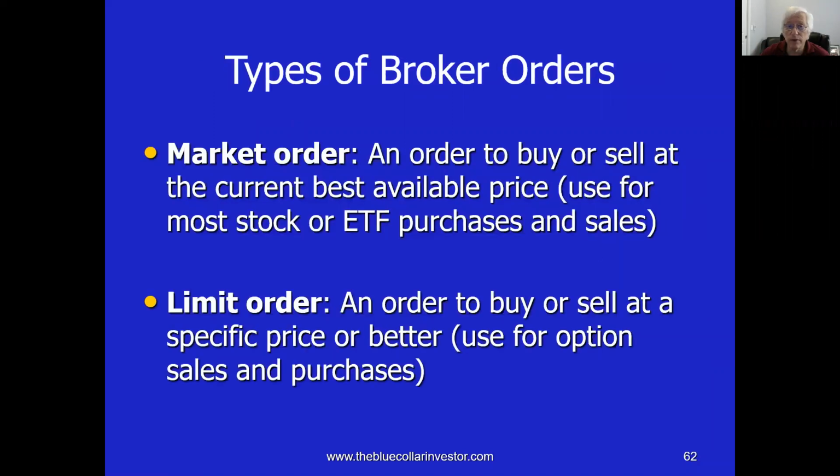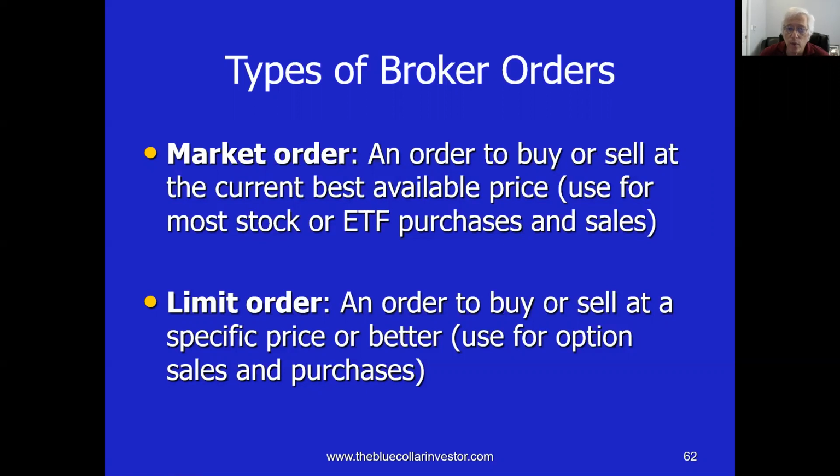Now, there are several types of broker orders. The 2 main ones are market orders and limit orders. A market order is an order where we instruct our broker to buy or sell at the current best available price. We're leaving it up to them to find the best price for us. I use these when I'm buying or selling a stock or an exchange-traded fund. Usually the liquidity of these underlying securities is large enough so that we're getting a fair price by using the market order, and those are usually executed very quickly.